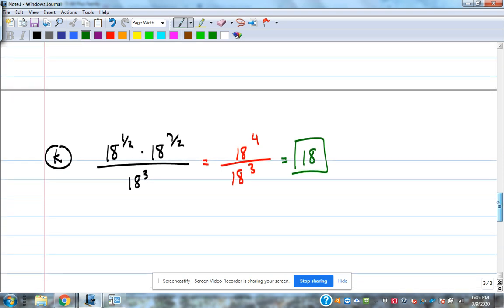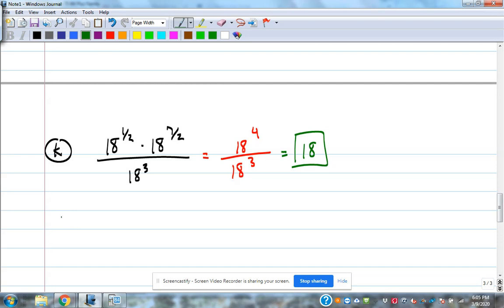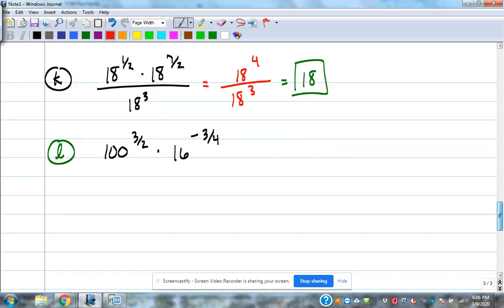Let's look at this one. 100 to the 3/2 times 16 to the negative 3/4. So a weird one. It's got two different numbers, two different bases, and we need to work that out and try to simplify this as best we can. Okay, so we're going to break down the 100.